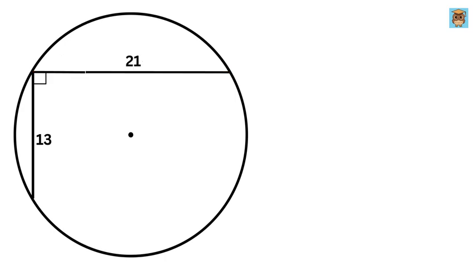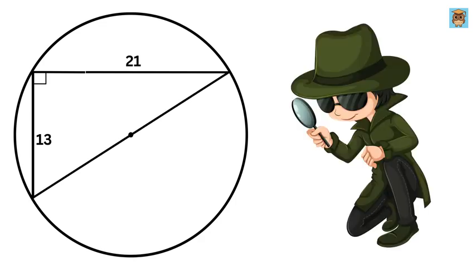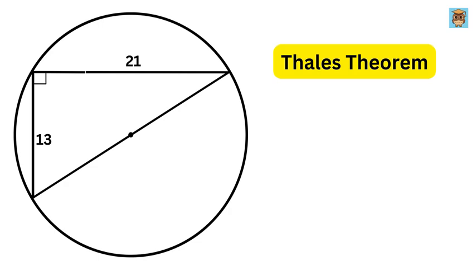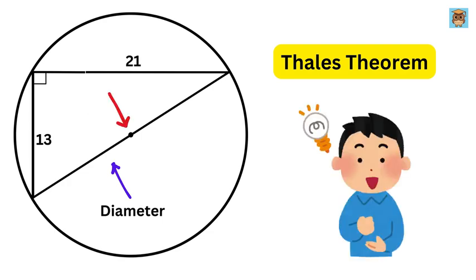Again, let us clear things up and remove the unnecessary lines. Great! Now, let us connect these 2 points with each other. See clearly? I have made this line pass through the center of this circle. Do you know why? Here comes another theorem called Thales' theorem, which states that if a triangle is formed inside a circle with one of its sides as the diameter of the circle, then the angle opposite to the diameter is always a right angle, or 90 degrees, which means it will pass through the center of this circle.